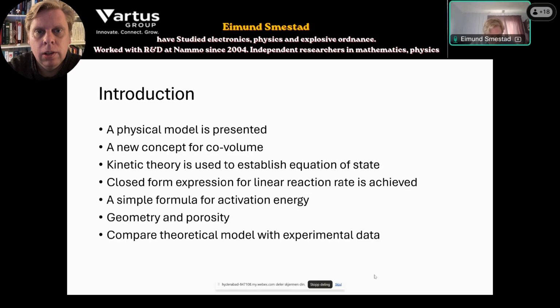If we are interested in the amount of generated gas, we need to look into geometry and porosity. And lastly, I will compare the theoretical model with experimental data.